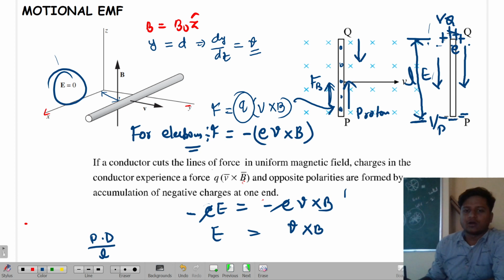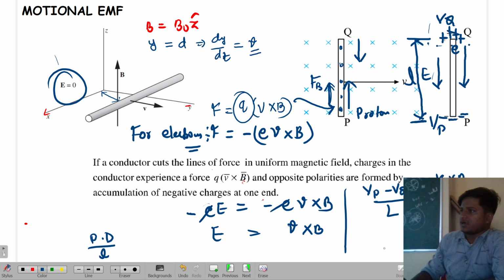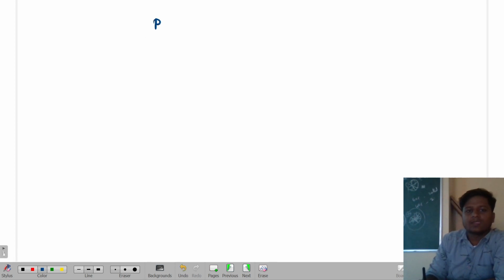So therefore, what I got as an equation: electric field is equal to V of P minus V of Q divided by length L, which is going to be how much? V into B. Velocity into magnetic field, right or not? So how much is the net potential difference developed? Net potential difference developed is nothing but L V cross B. Right or not? Is this clear or not?